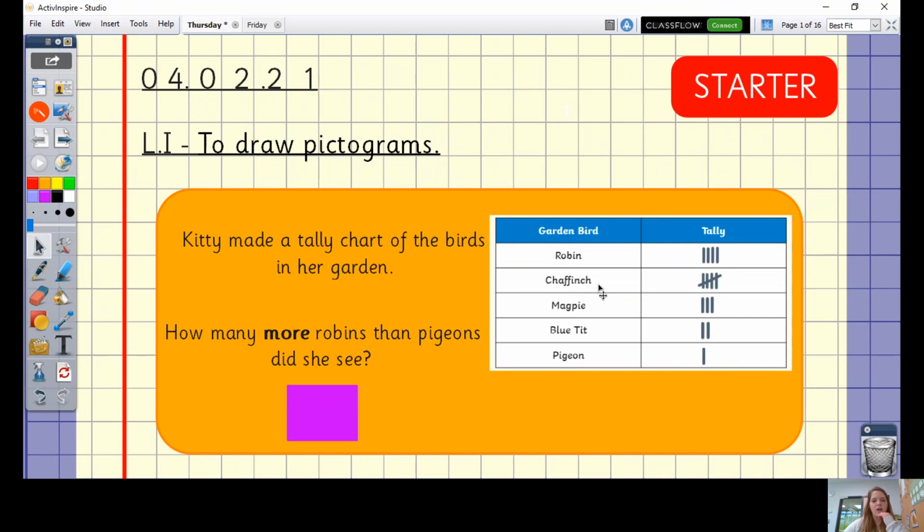Okay, so let's have a look together then. So I want to look first of all at my data for the pigeons and for the robins. So I can see here the robin, there were 4 robins spotted in the garden. Pigeons, there was 1 pigeon spotted in the garden. So the number sentence I would do to find out how many more robins than pigeons were seen, I would do 4 subtract 1. Okay, to find out how many more, I want to find the difference. So the answer there would be 3. There are 3 more robins than pigeons spotted in the garden.